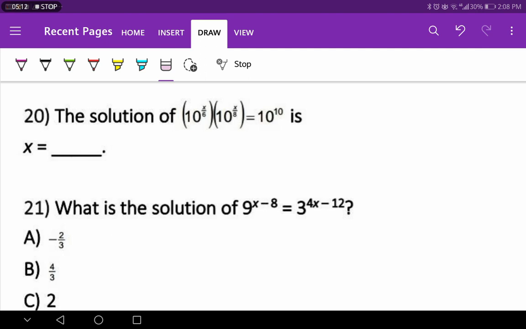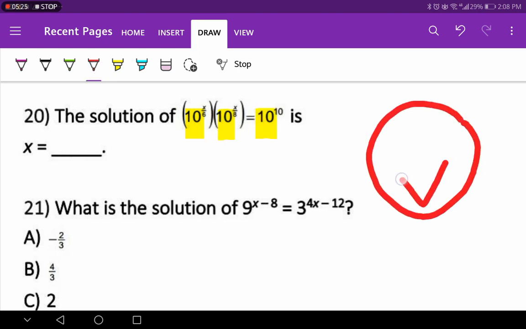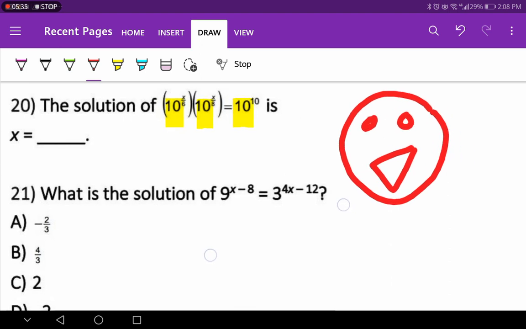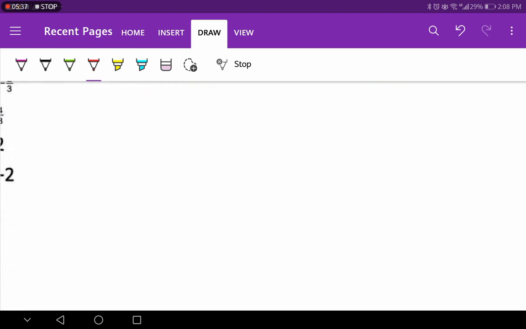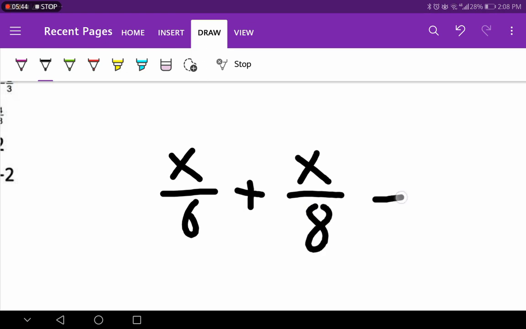Great. Now, here we have an exponential equation, and I have the same base. If I have the same base, what should I do, Mahmoud? Because they have the same base, I can drop the base and keep the power. Okay, let us drop the base. The power is x over 6 plus x over 8 equals 10.